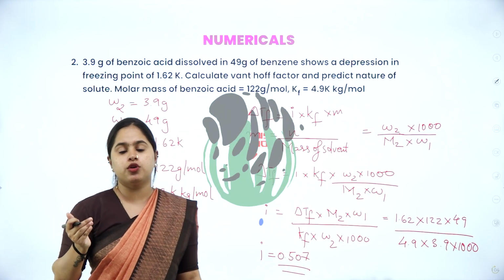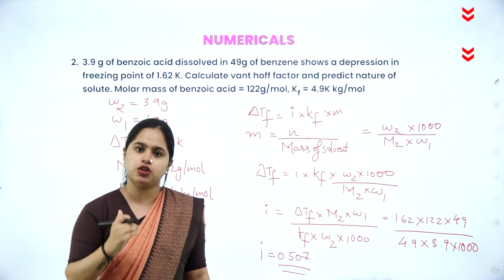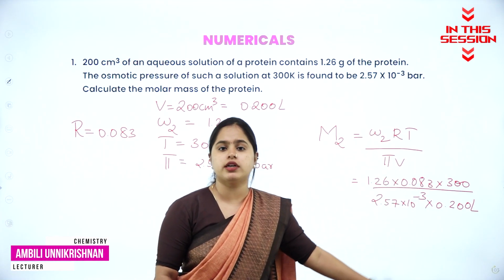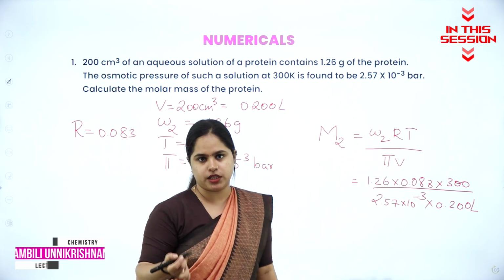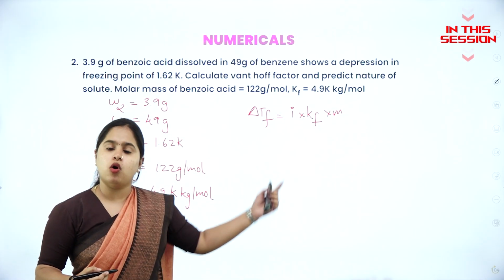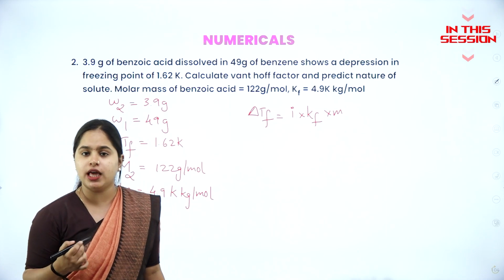Predict the nature of the solute, meaning whether it is undergoing association or dissociation. When this 10 raised to minus 3, you take it to the numerator, what does it become? It becomes 10 to the power 3. Delta Tf we know, Kf value also we know. Now what is unknown here? That is molality.